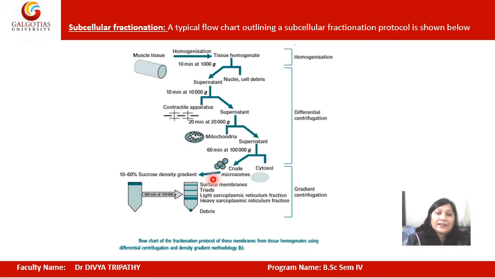In density gradient centrifugation, we will take a 10 to 60% sucrose density gradient, and the centrifugation will take place for 300 minutes at 1,50,000 G. In this method, we will get different fractions of surface membrane, triads, light sarcoplasmic reticulum fraction, heavy sarcoplasmic reticulum fraction, and debris. These are the fractions that we have got in the density gradient centrifugation. Now, we will collect the fractions and subject them to different types of analysis.